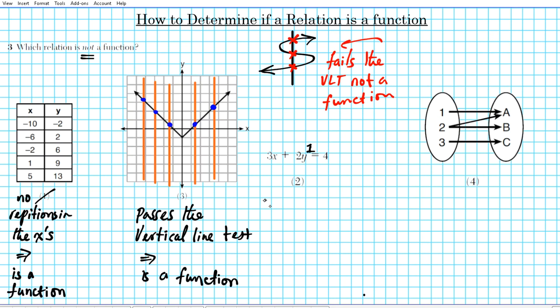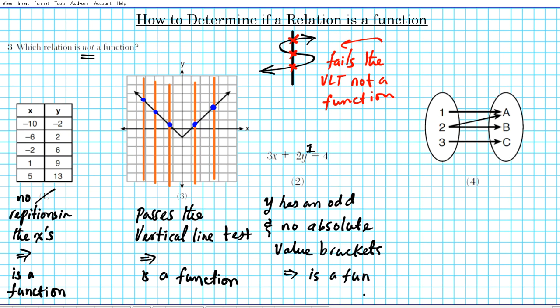Okay, so let's write down our observation. Y has an odd power, which is good, and no absolute value brackets. If it had an even power or an absolute value bracket, one of the two, then it is not a function. So since y has an odd power, no absolute value brackets, that means it is a function. That's a pass. Okay. All right.